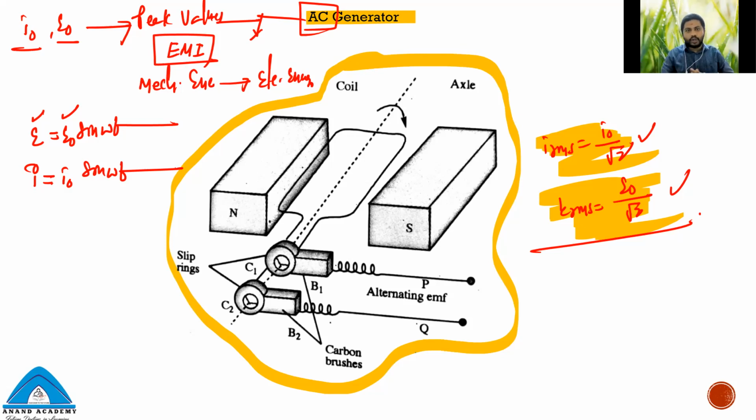All right. Okay, so this is the end of the electromagnetic induction chapter. Now we will begin the alternating current chapter right now.